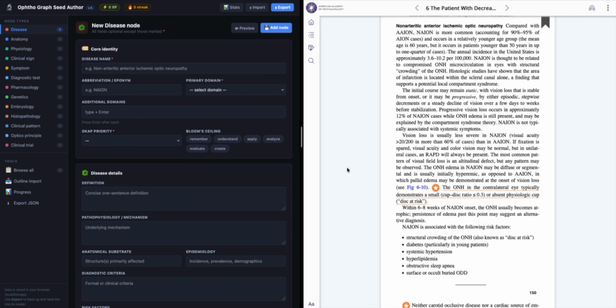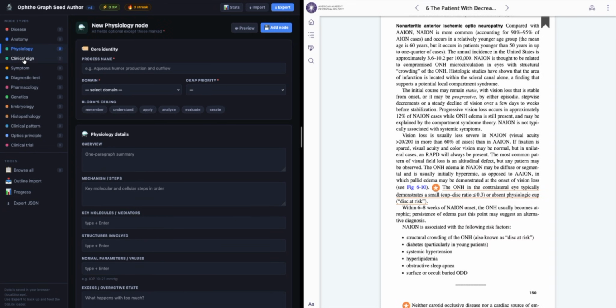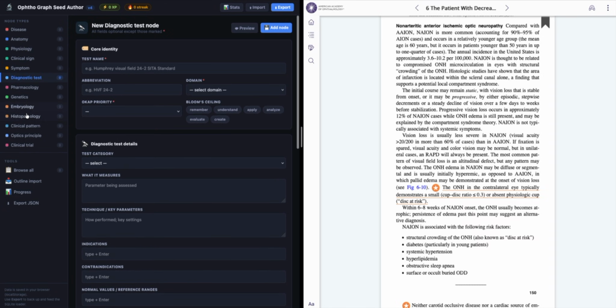I have the 2025 to 2026 BCSE for neuro-ophthalmology pulled up here just to help give us an idea of how to read through it and then how to fill out an outline similar to this. Depending on the type of concept that you're going to be studying, you may need different information. So we're going to be filling out a disease node this time, but we could definitely walk through what anatomy looks like, a physiology type of point, clinical sign, symptom, diagnostic test, etc.